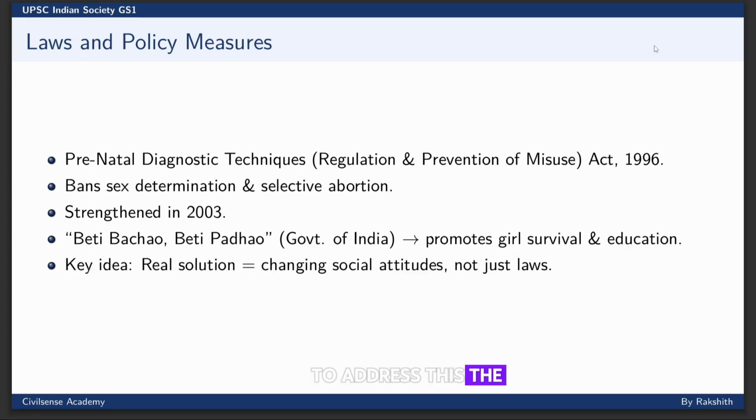To address this, the government introduced the Prenatal Diagnostic Techniques Act in 1996, later strengthened it in 2003, and schemes like Beti Bachao, Beti Padhao aim to change attitudes and encourage education of girls. But sociology teaches us one hard truth, that is, laws can regulate behavior, but they cannot change mindset overnight. That change must come from society itself.